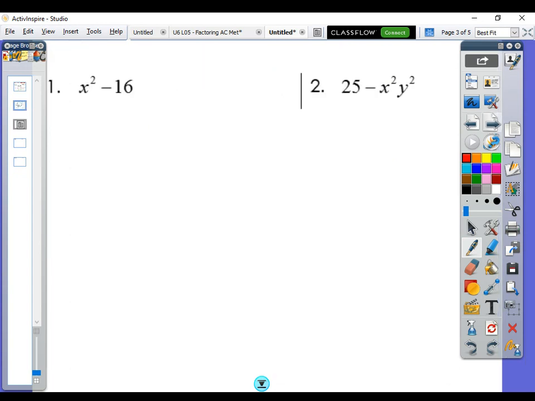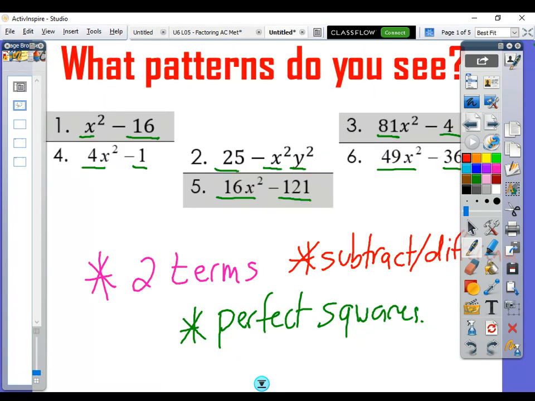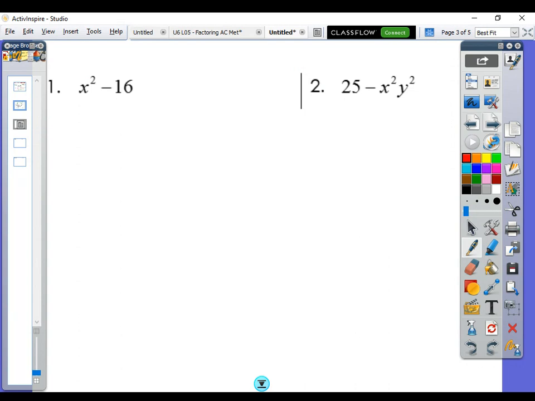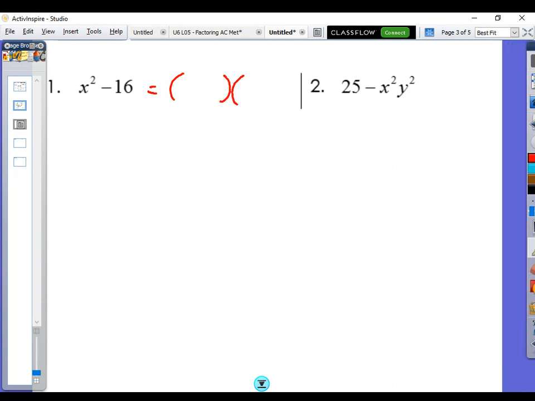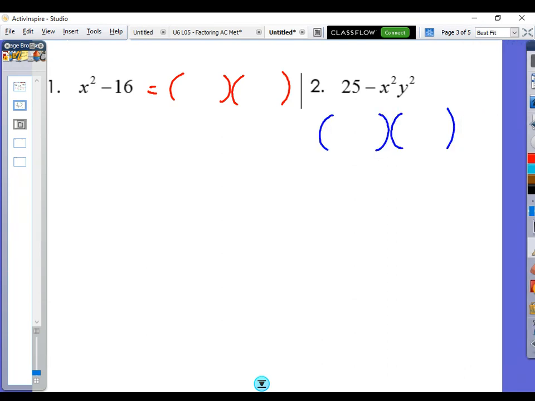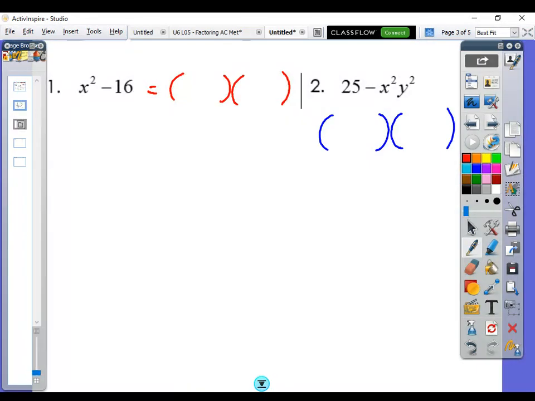And the reason why we're starting with this is because if you recognize those 3 characteristics, 2 terms, subtraction, perfect squares, then you just kind of snap your fingers, wave the magic wand, and you get your answer. So what I want you to do next to the notes for each one of these is just put 2 binomials next to each one, right? Wherever you have the space. Okay, so binomial, binomial.